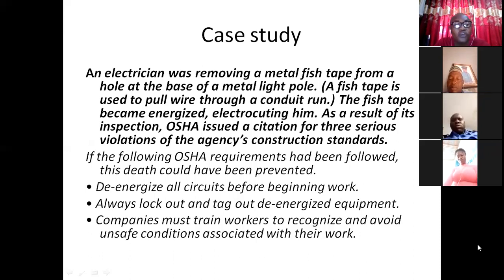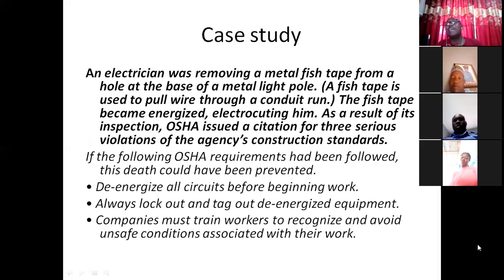As a result of it, the inspection team carried out an investigation to find out what really happened. A fish tape is equipment that is meant to be safe to use. However, the guy used it and it caused his death. What happened? The circuit was not de-energized before the work. Always lock out and tag out the energized equipment. Companies must train workers to recognize and avoid unsafe conditions associated with their work.